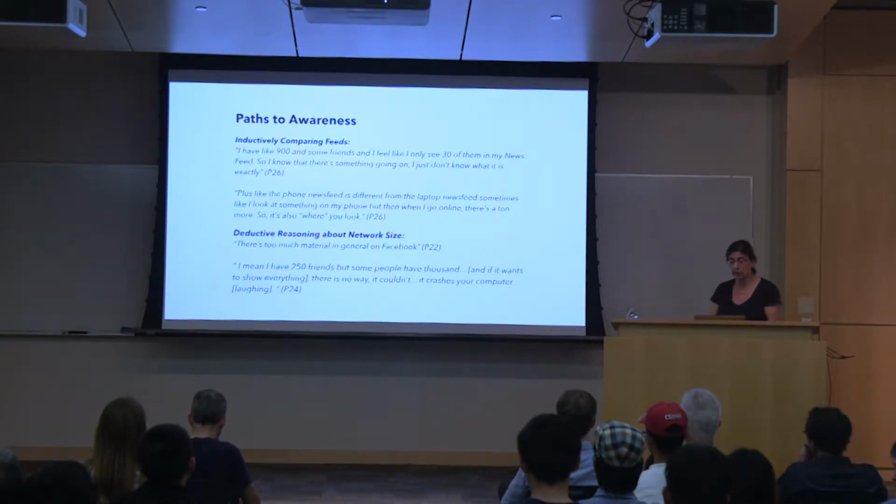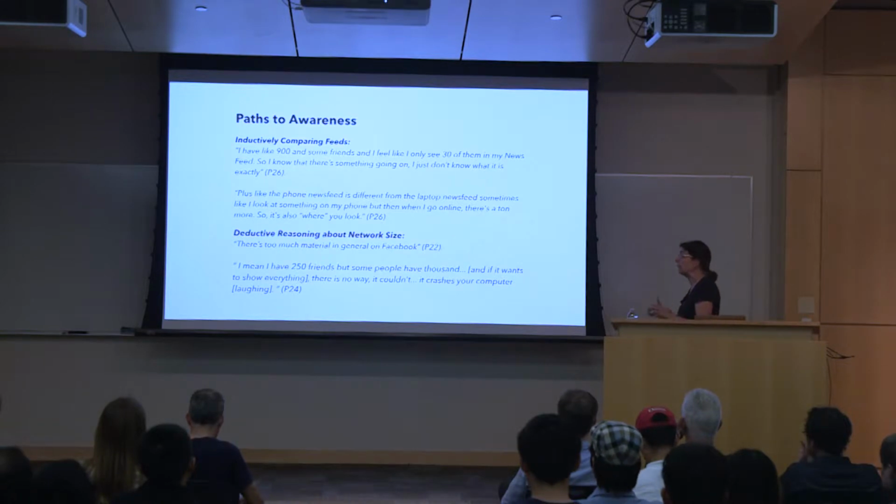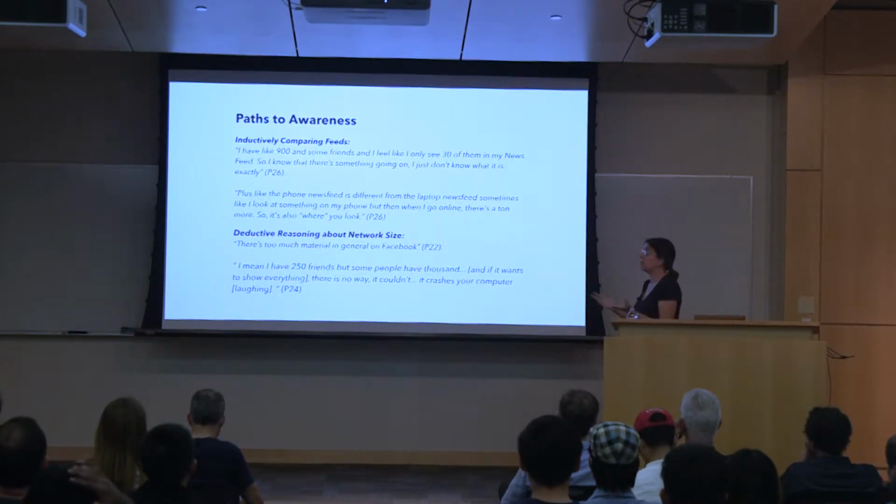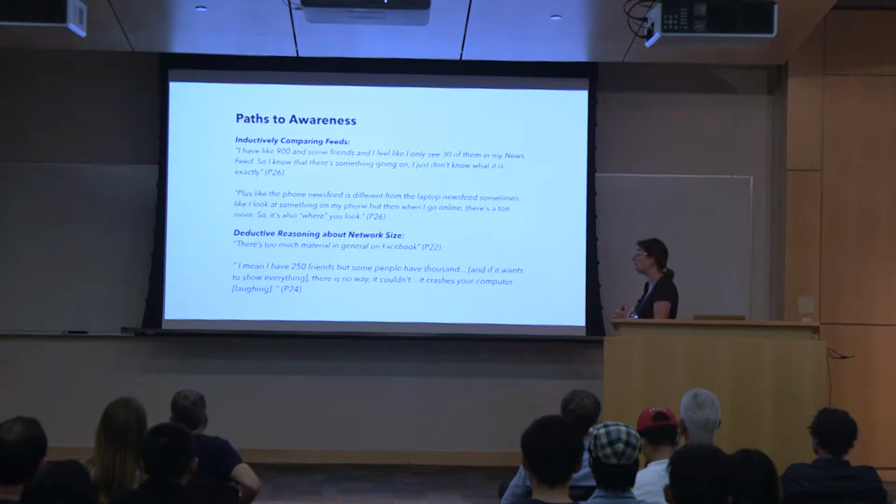The paths to awareness were roughly split. Some people compared deductively. They're like, I have like 900 and some friends. I feel like I only see 30 of them in my feed, so I know that something's going on. I just don't know what it is exactly.